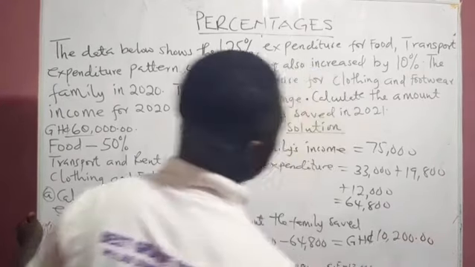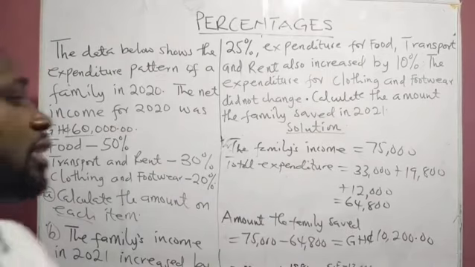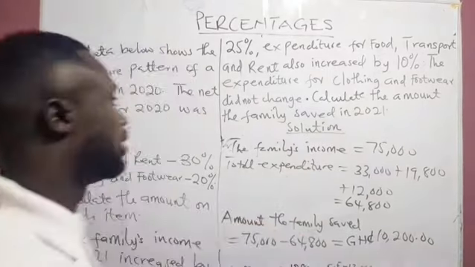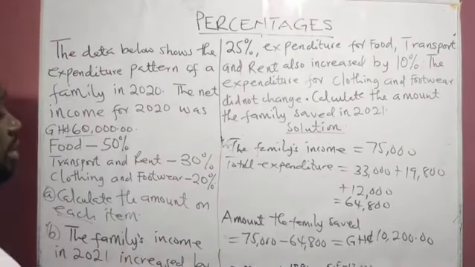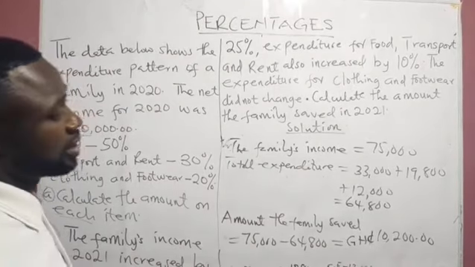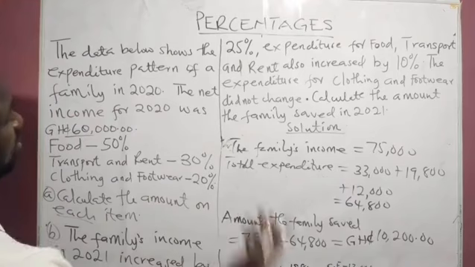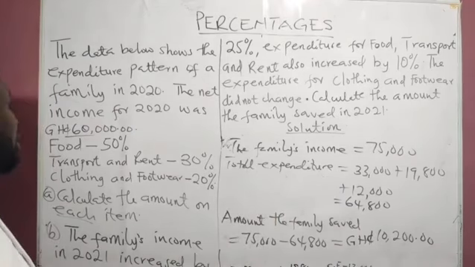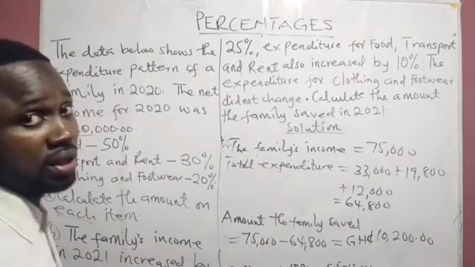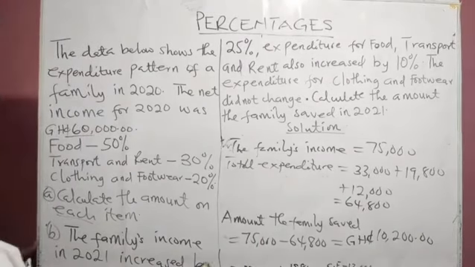So the family was able to save 10,200. Okay. So this is about the knowledge of increasing or decreasing a quantity by a percentage that we have been able to use to calculate this particular question. I know you have understood it. All right. I want us to solve another question.